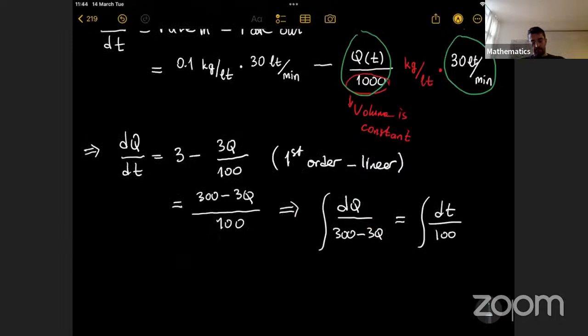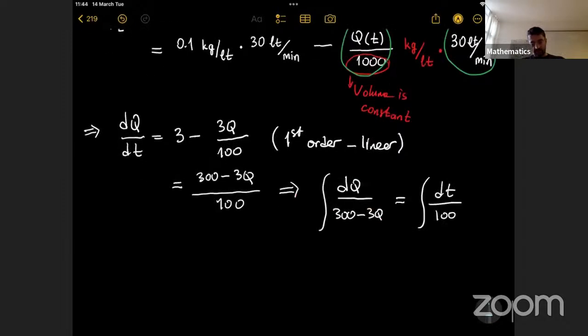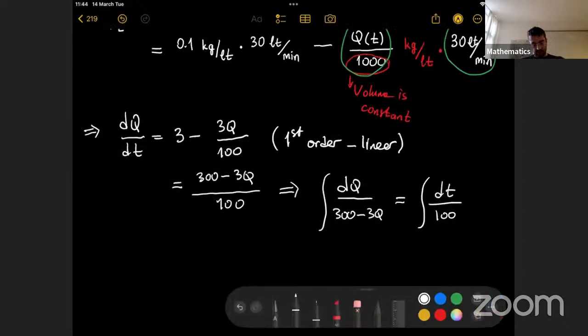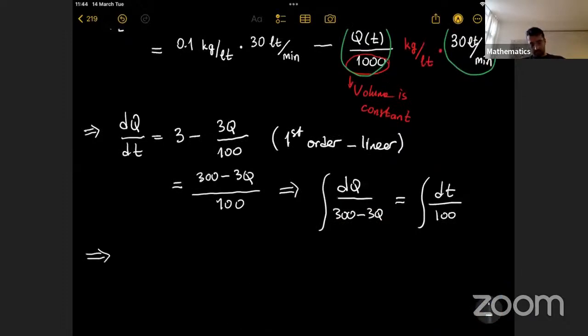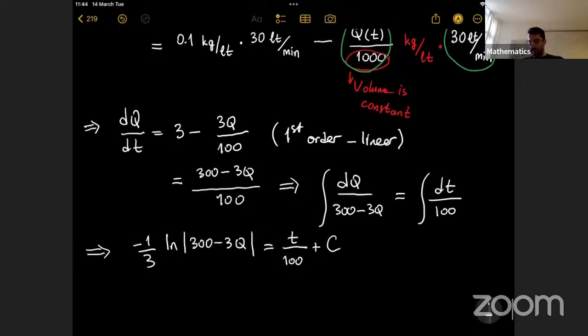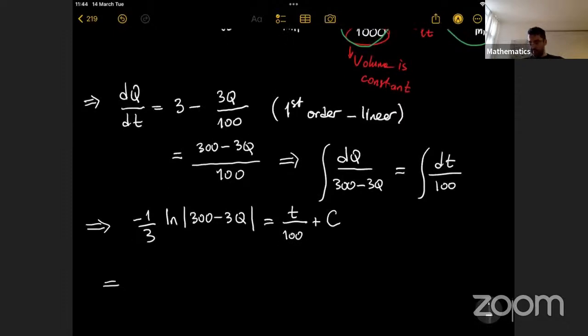All right, well, we are almost done here. Let's solve this equation. So we get basically minus 1 over 3, integrate this, it's going to be minus 1 over 3 ln(300 minus 3Q) is equal to t over 100 plus a constant. And from here, you can do it yourself: solve this equation for Q(t), sorry.